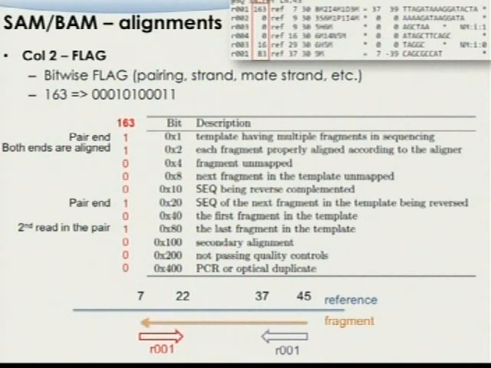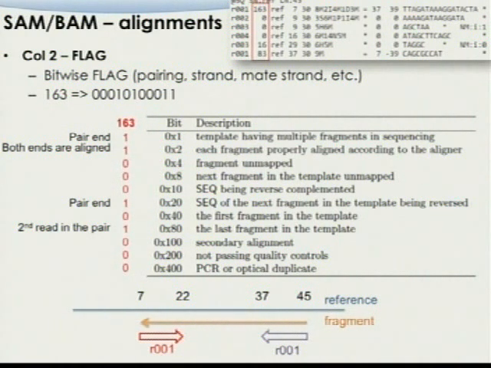But the point here is this simple number that integrates a lot of information that tells you how the original alignment was done here. Okay? Is that okay? So go back to the SAMtools manual and you will be able to find out what these individual things mean.